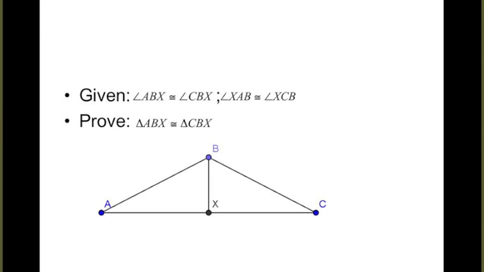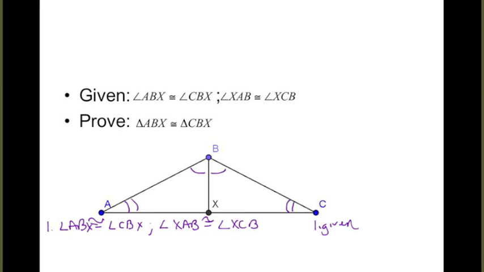Our second example is much the same. We're going to use the same picture, and again, we're given two sets of angles. So marking these up in our picture, again, we're given both angles at B, and this time we're given the angle at A matches the angle at C.